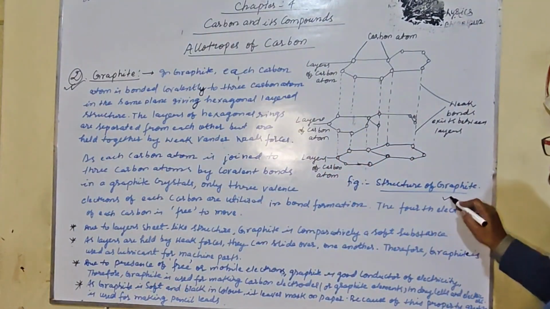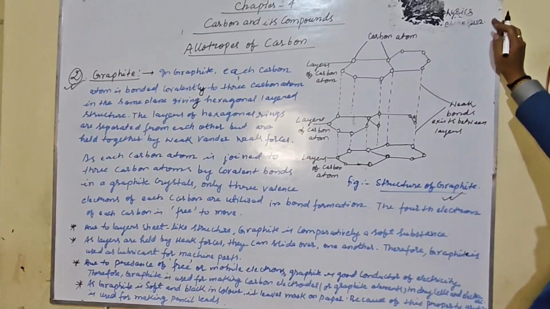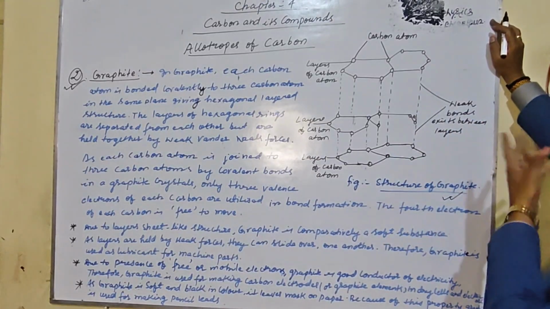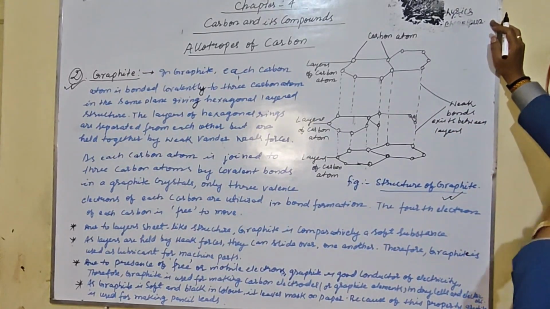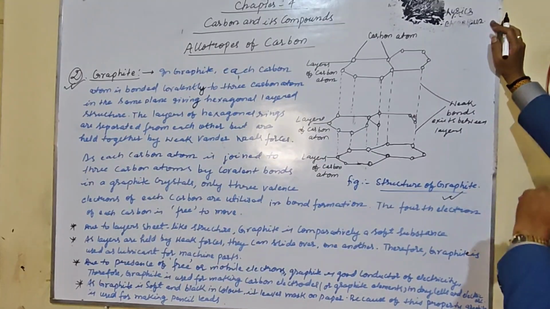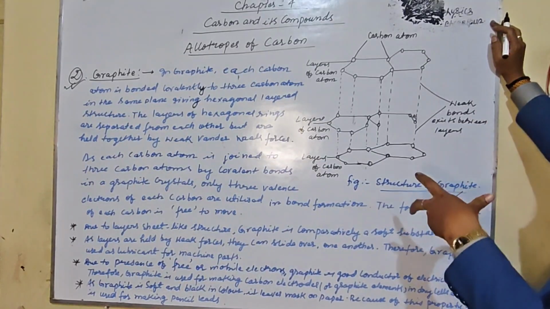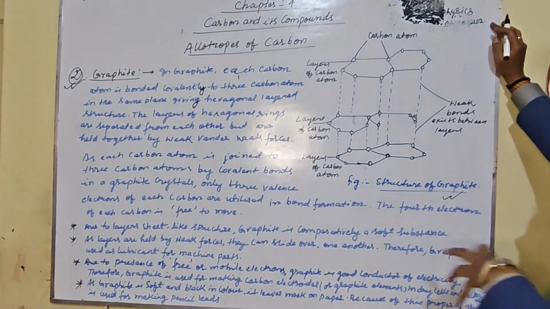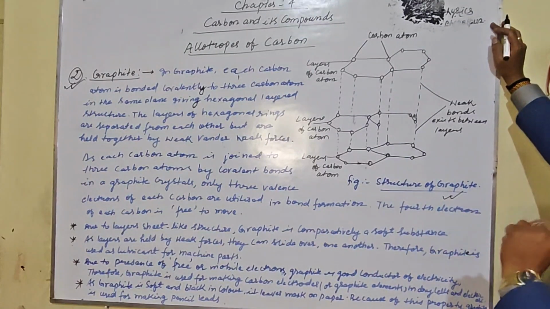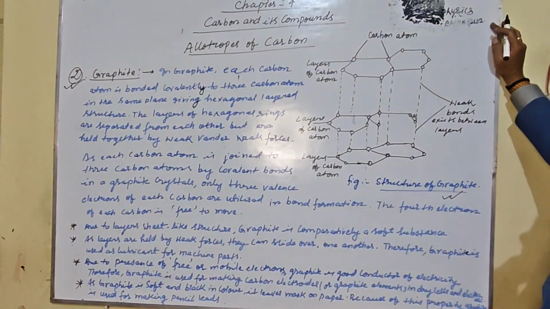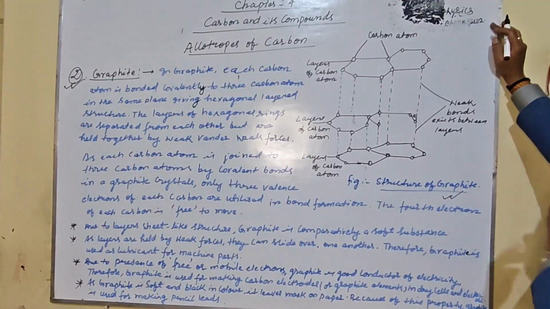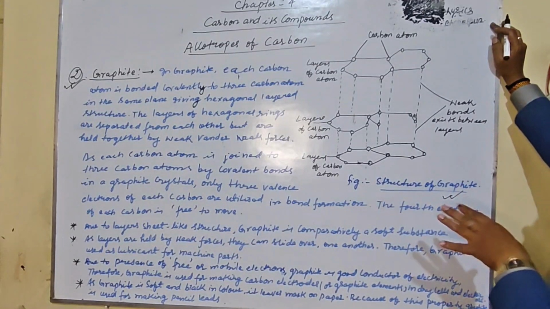So, this is the structure of graphite. See, there are layers of carbon atoms, six carbon atoms joined by covalent bonds in a hexagonal shape structure. A weak bond exists between the layers, that is the van der Waals weak forces. Three valence electrons of carbon atoms are attached to each other, and one is free to move.